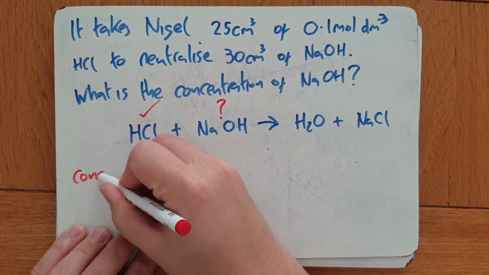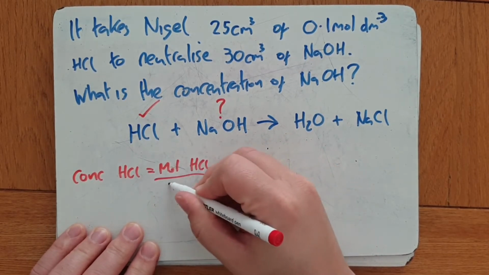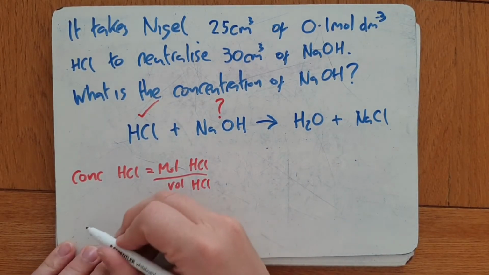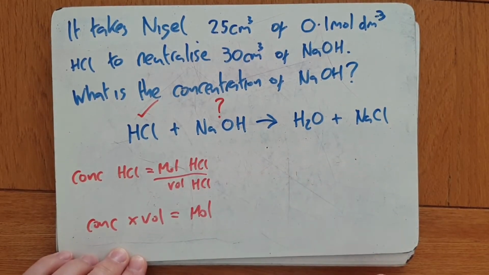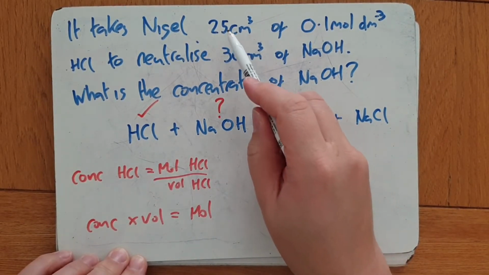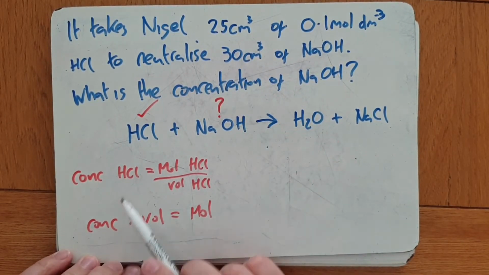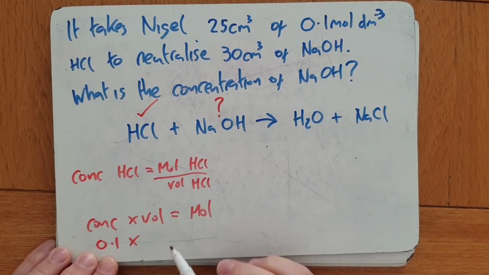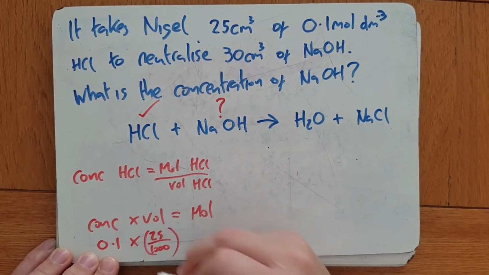So concentration of HCl equals moles of HCl divided by volume of HCl. Rearrange that. Concentration times volume equals moles. Remember, we need to divide these by 1,000 because they're both in centimeters cubed. So what is the concentration of HCl? It's 0.1. So we've got 0.1 times, what is the volume of HCl? 25 centimeters cubed, but we need to change that to decimeters. So 25 divided by 1,000.